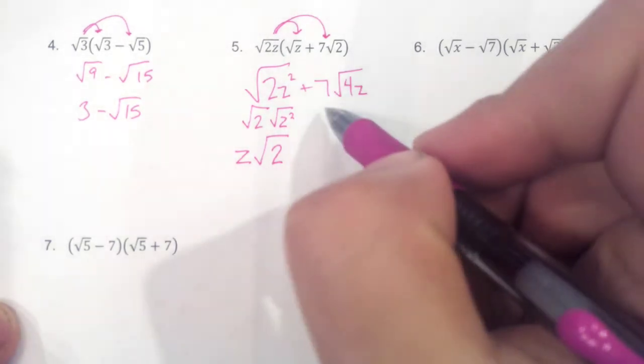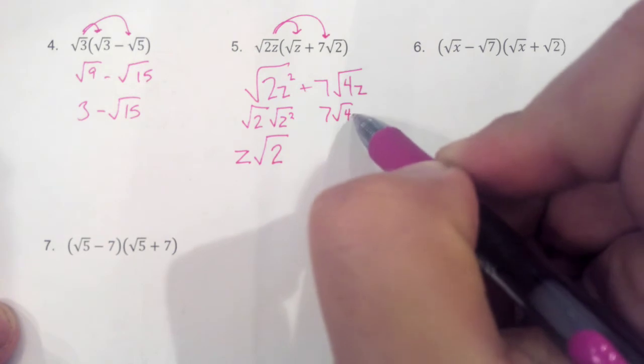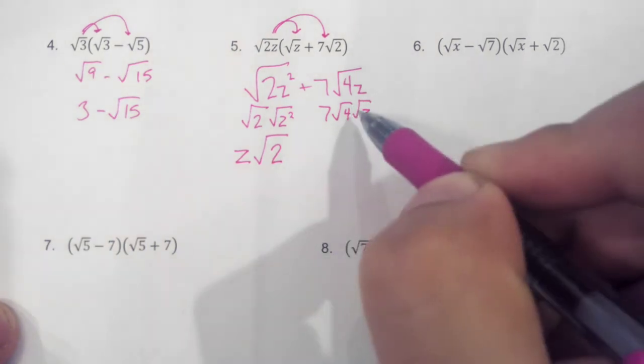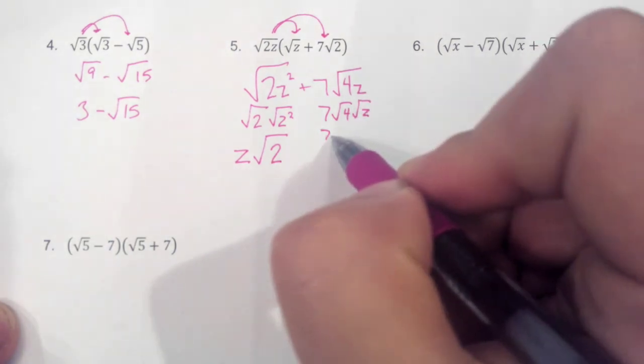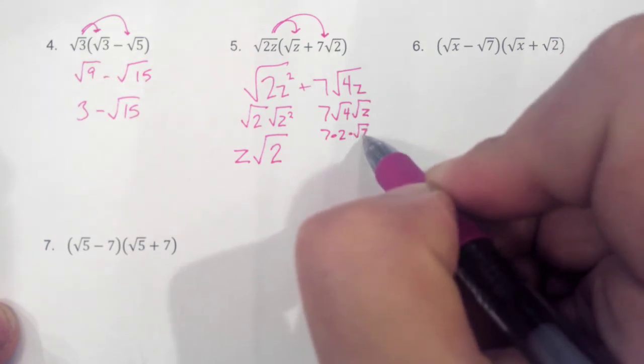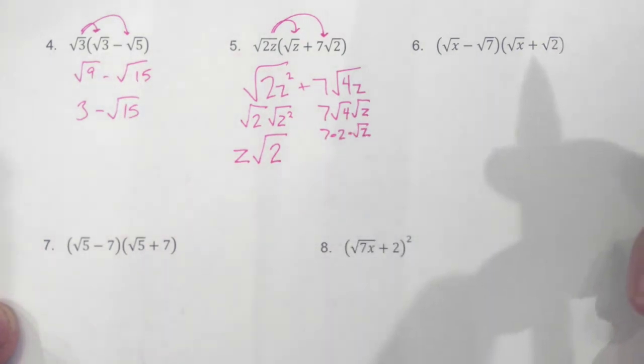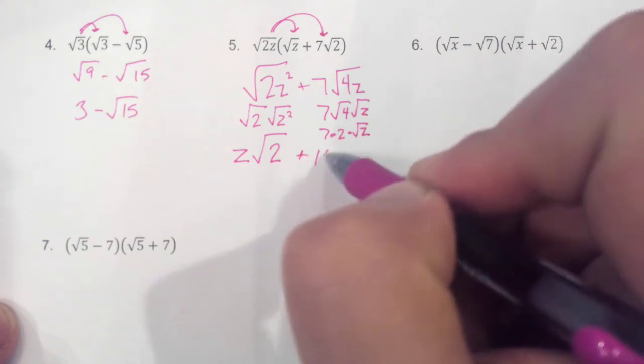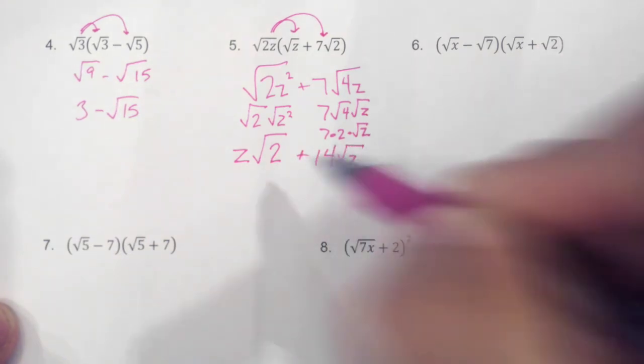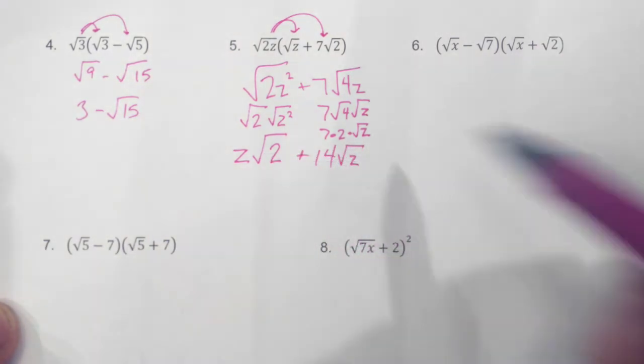And then here, if I separate it into the pieces 2, the square root of 4 is 2. And 7 times 2 is 14. So it looks like I have z square roots of 2 plus 14 square roots of z.